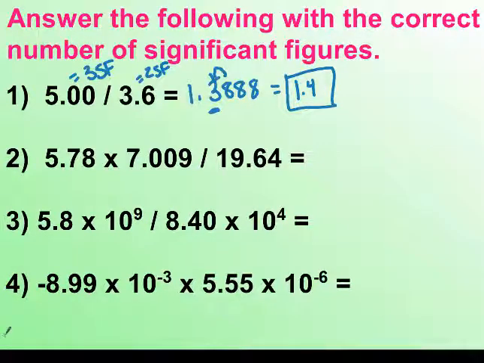For number 2, I'm going to plug all of that into the calculator. I had 3 sig figs. I had 4 sig figs. I have 4 sig figs. So my least number is 3.